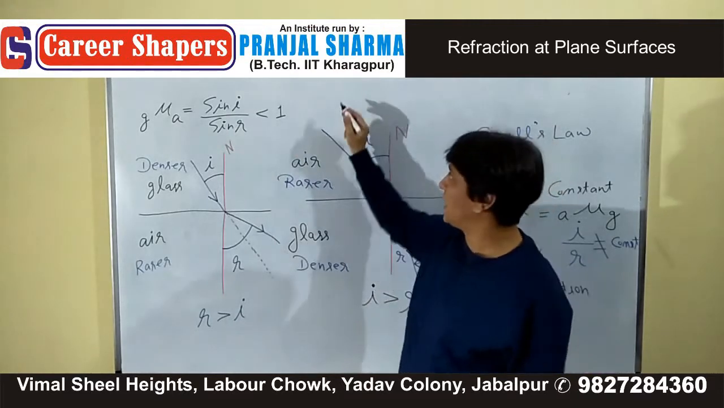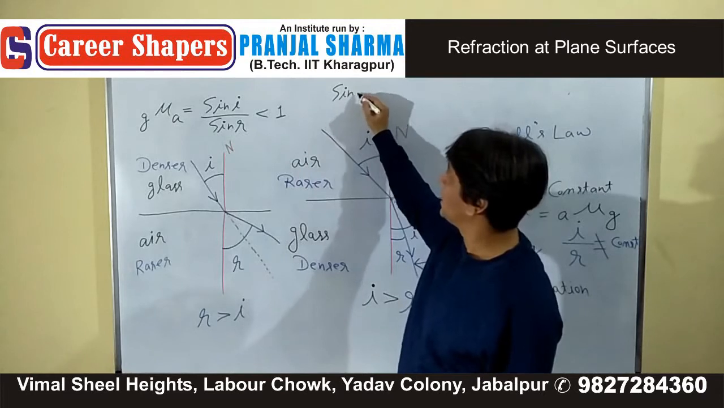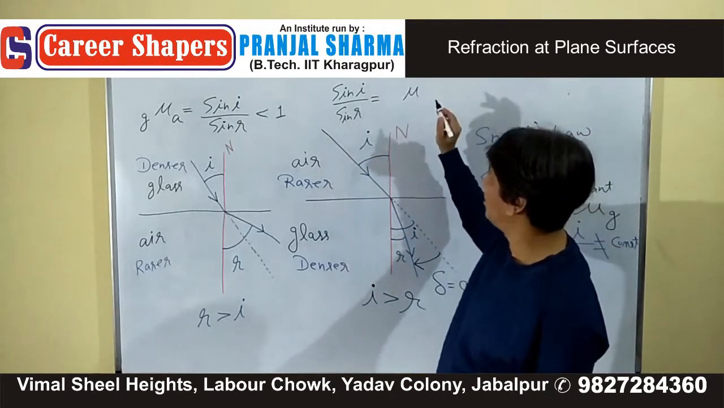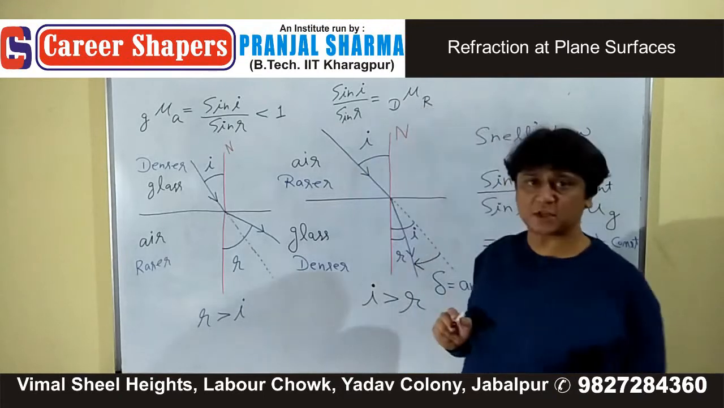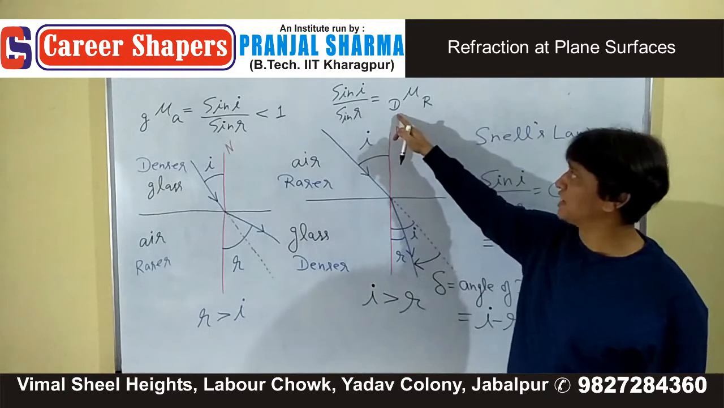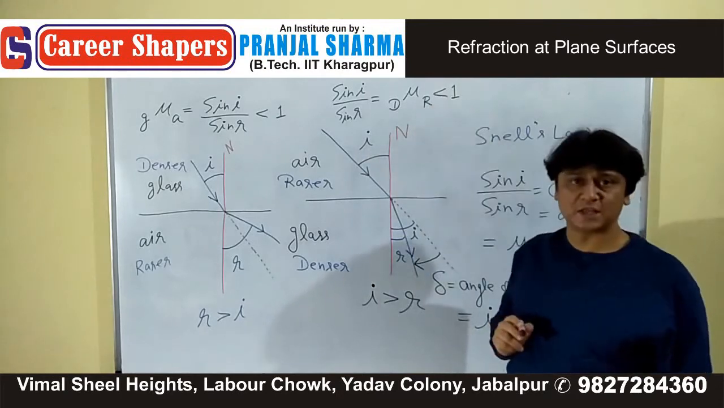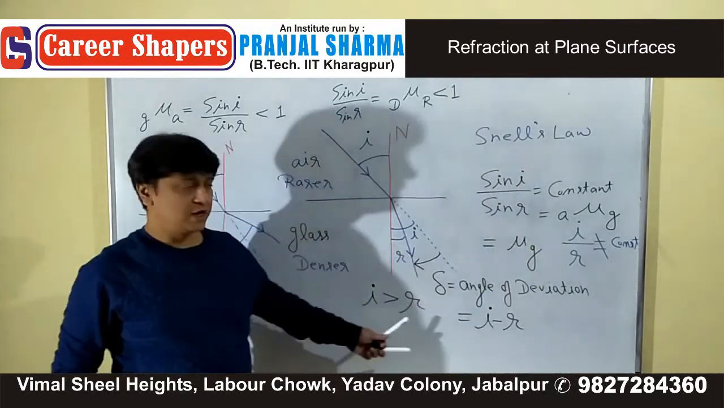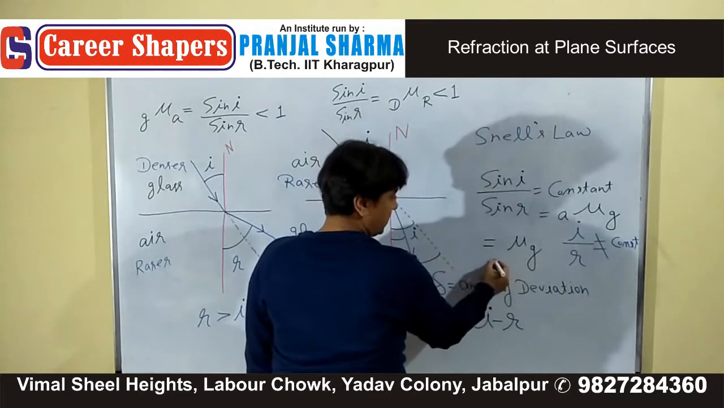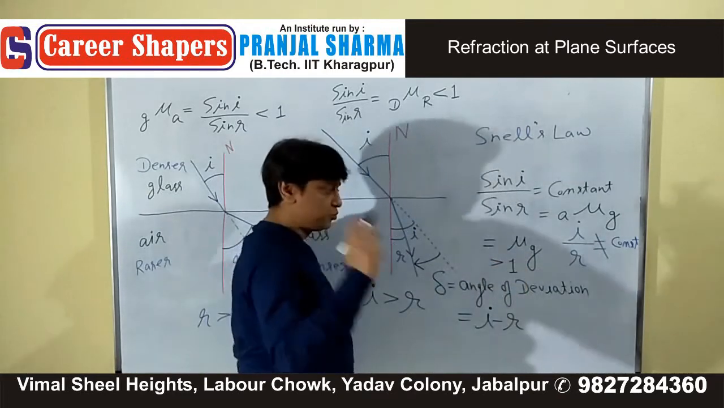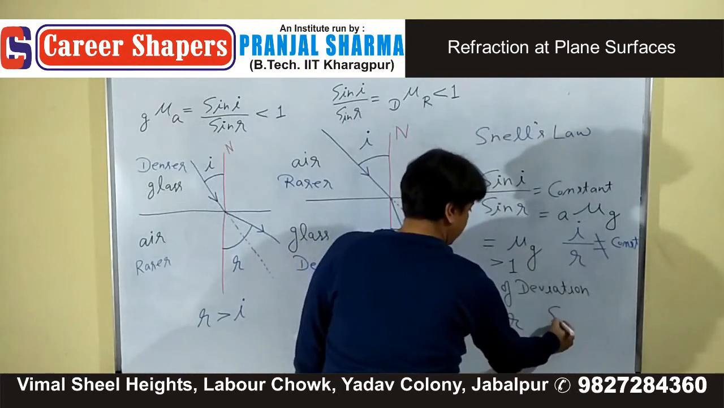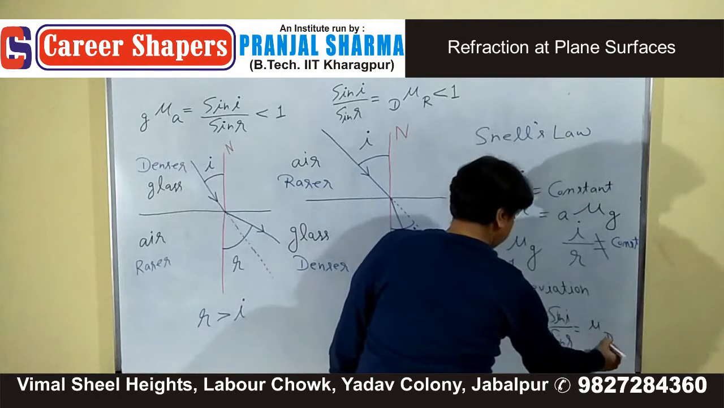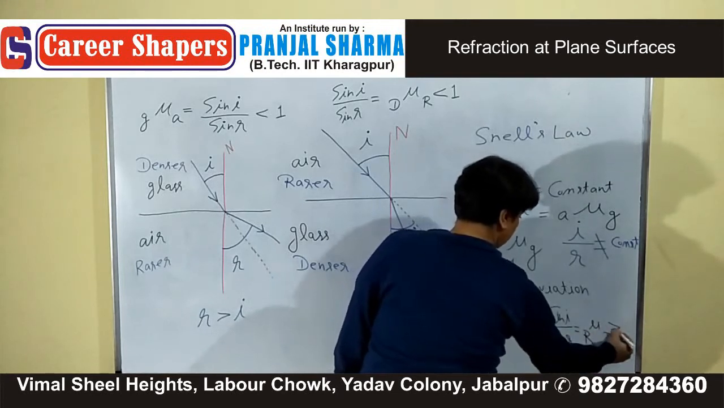Coming less than 1. As a matter of fact, you can remember something like this. Sin I upon sin R. Whenever you go for refractive index of a rarer medium with respect to denser medium, this thing will always be what? Less than 1. And right here, you can see that since I is greater than R, this mu will be what? Greater than 1. Which means you can remember it like this. Refractive index of a denser medium with respect to a rarer medium is always greater than 1.